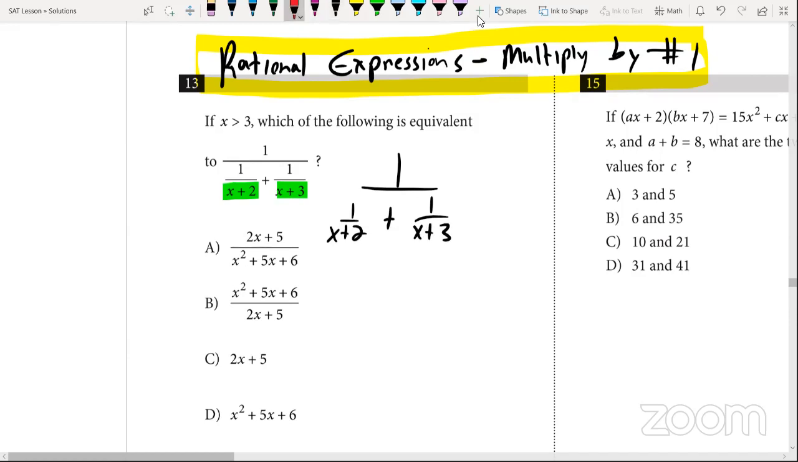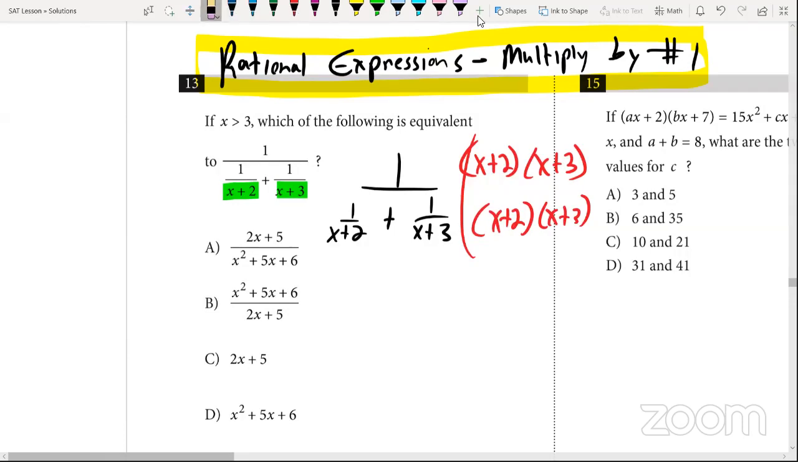So let's go ahead and multiply the top and the bottom by the exact things that we don't want, x plus 2 and x plus 3. So when we do that, let's put a little parentheses here. So we're multiplying by the number 1. Even though it looks complicated, the number 1 is a fraction with the same thing on the top and the bottom. And that's what we have in red there. So we're allowed to multiply by the number 1 because it doesn't change anything to do that.